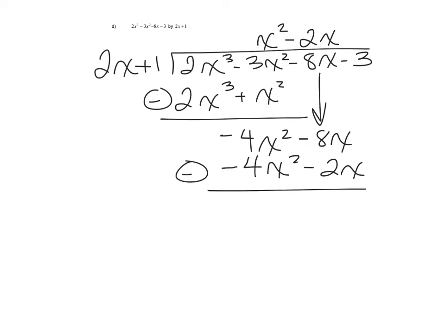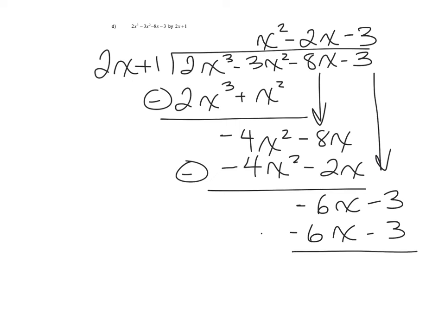And I end up getting negative 6x. I bring that down, minus 3. A number that multiplies with 2x to give me negative 6x. That's negative 3. Finish this off, minus 6x minus 3. And if you can see, it works out perfectly. And we write out our answer.